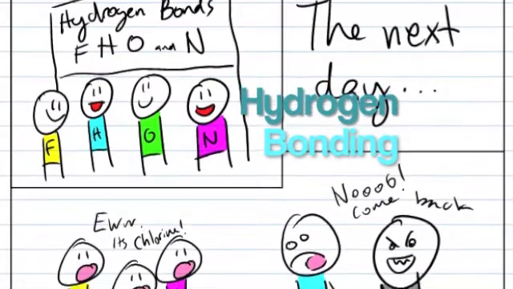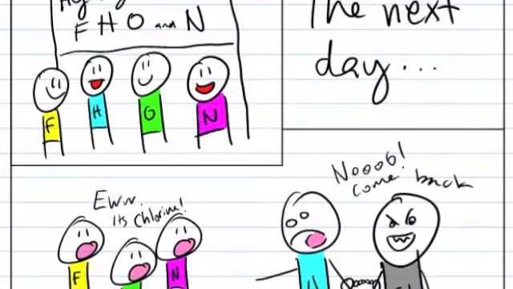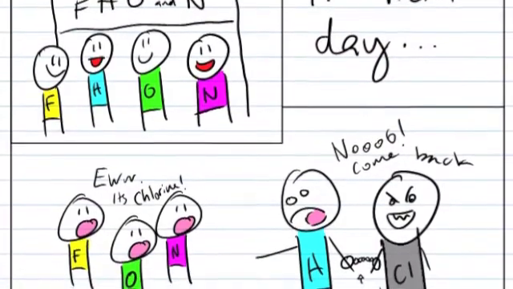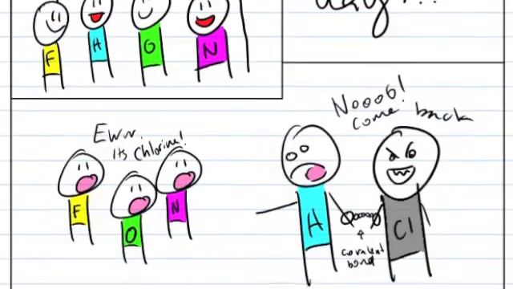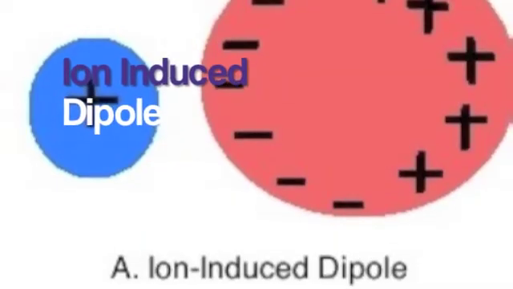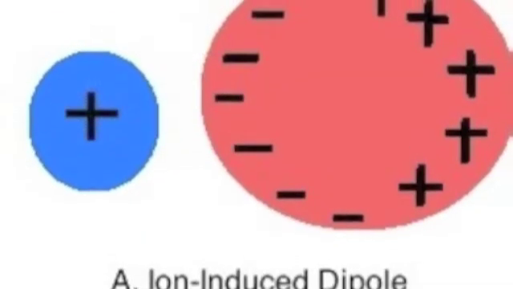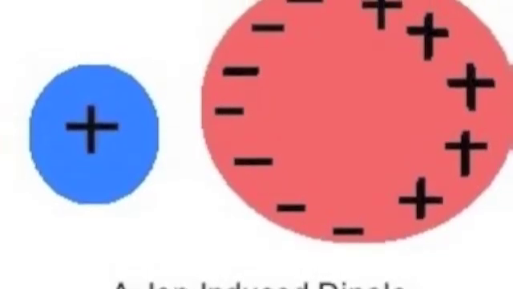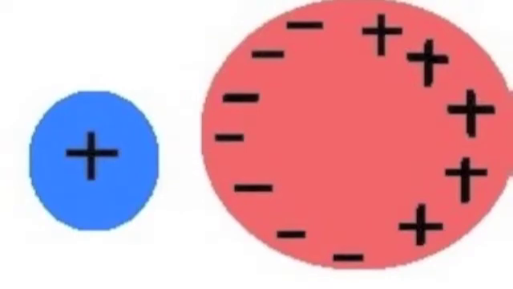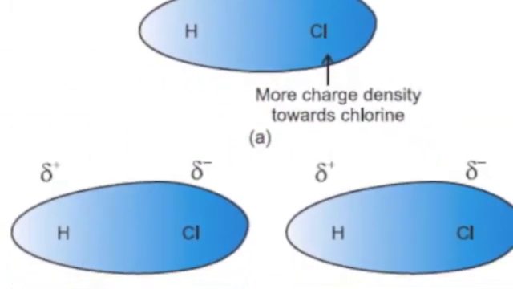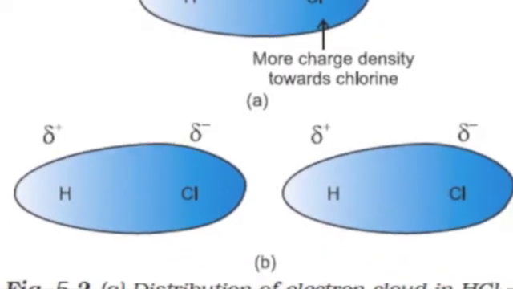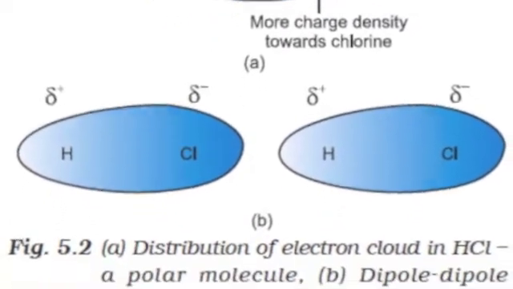A hydrogen bond is a chemical bond in which a hydrogen atom of one molecule is attracted to an electronegative atom, especially a nitrogen, oxygen, or fluorine atom. An ion-induced dipole is when a positively charged ion, such as Fe2+, attracts the electron cloud in a nonpolar molecule, such as O2. A dipole-dipole force is the force of attraction between the positive end of one polar molecule and the negative end of another polar molecule.